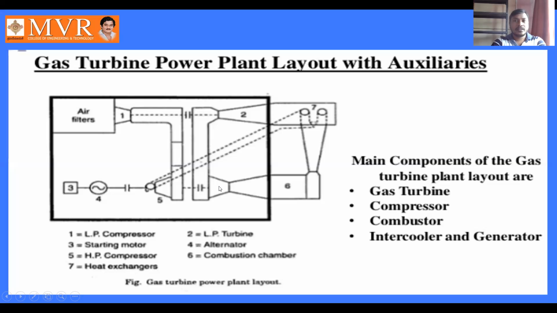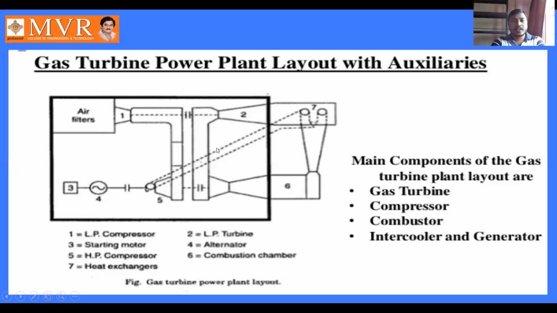In the high pressure turbine, the high pressure energy is converted into mechanical energy. The mechanical energy is transferred to the alternator, which converts the mechanical energy into electrical energy. The remaining gas is passed to the low pressure turbine, and from the low pressure turbine it again enters the heat exchangers. From the heat exchangers, the recirculation process is done.